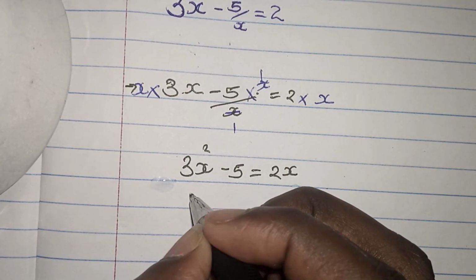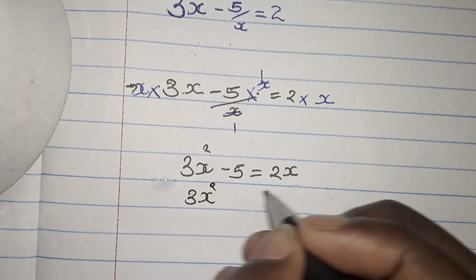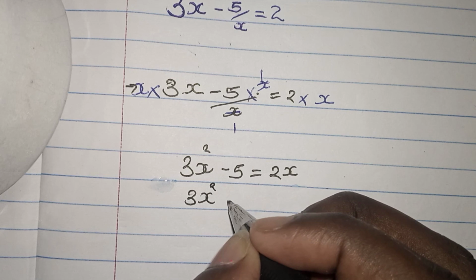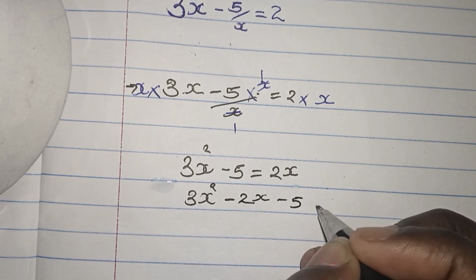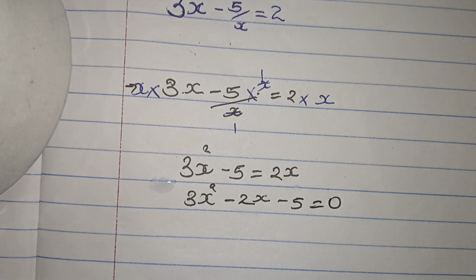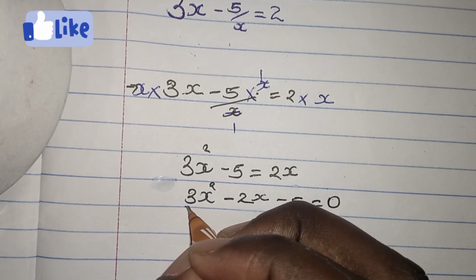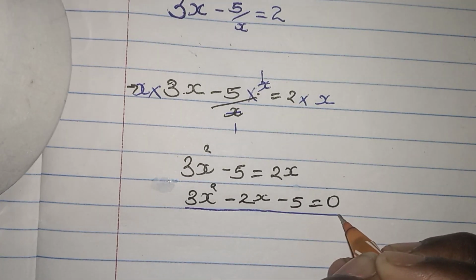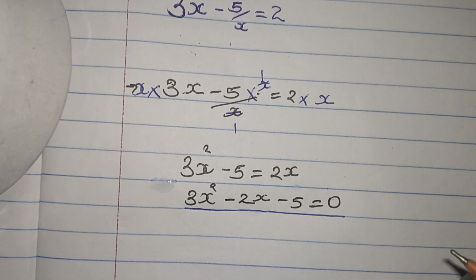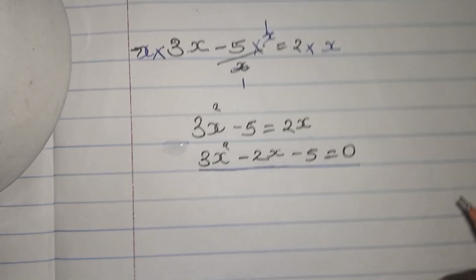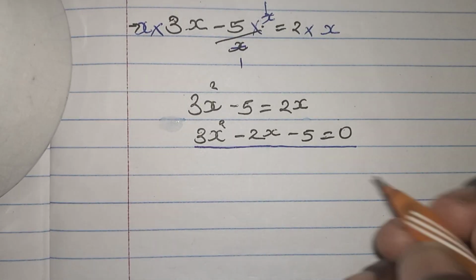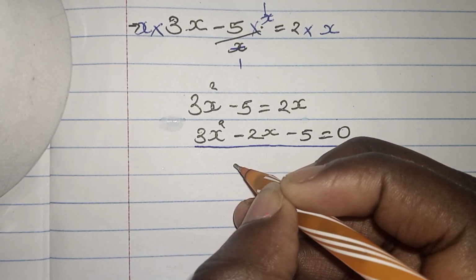So it will be 3x squared. I'm bringing 2x on this side. It becomes negative 2x minus 5 is equal to 0. So you can check and you will realize this is a quadratic equation, and we can solve it. We can solve this quadratic equation, and I love to solve using the product and sum method.